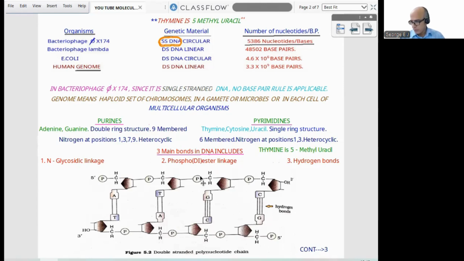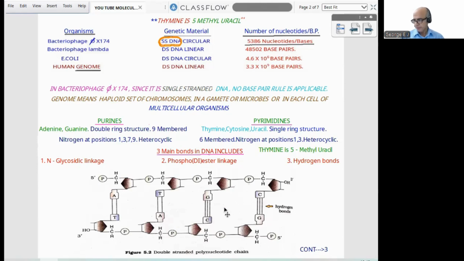Now we can proceed to the main bonds in DNA, which basically include 3 main bonds. One is the glycosidic linkage. Second is the phosphoester or phosphodiester linkage. Third is hydrogen bonds. This is a typical NCERT diagram. Diagram-wise questions can be asked. Labeling questions: where is the hydrogen bond, where is the glycosidic bond, where is the phosphodiester bond, how many hydrogen bonds are available? Phosphate comes at which end? OH comes at which end, 5' end or 3' end? This way it can be asked.